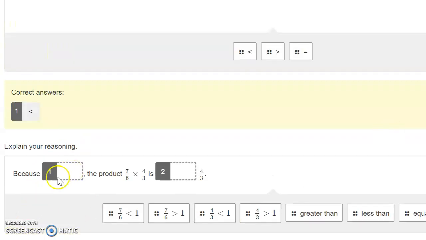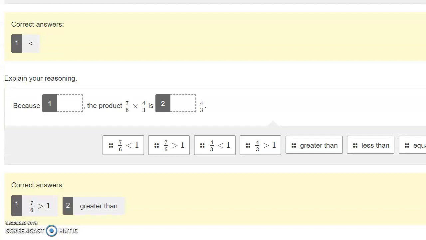Okay, so now this is our reasoning. It's because the 7/6 is greater than 1. And 4/3 is greater than, so 7/6 times 4/3 is going to be greater than just 4/3. And our answer is right there. Because 6/6 would be equal to 1, so 7/6 would be greater than 1.